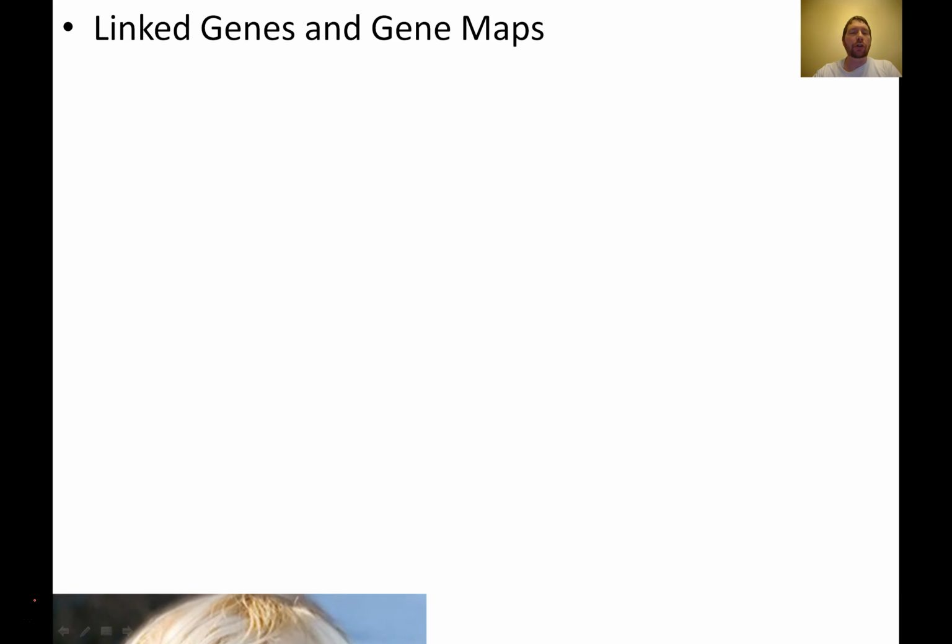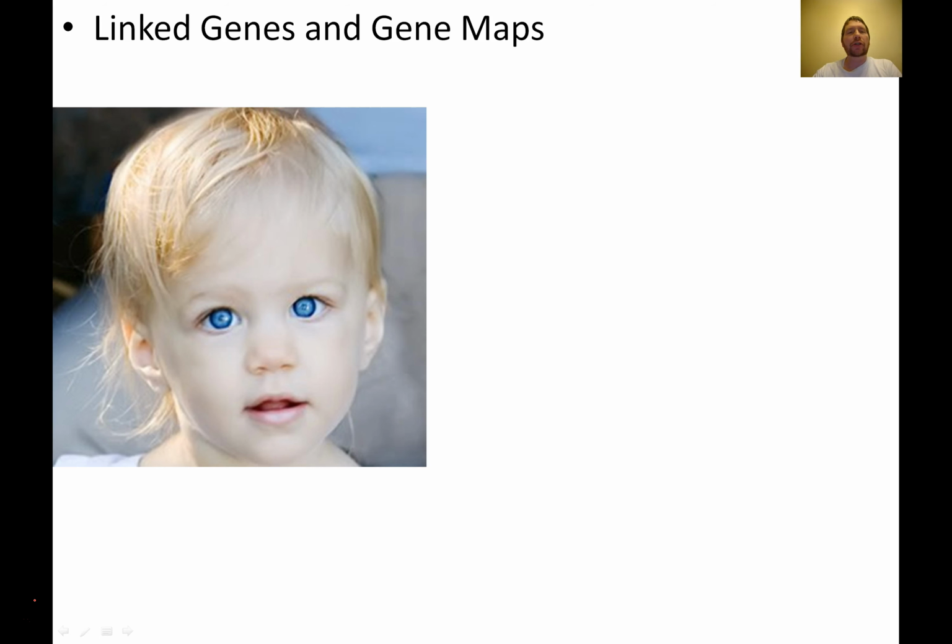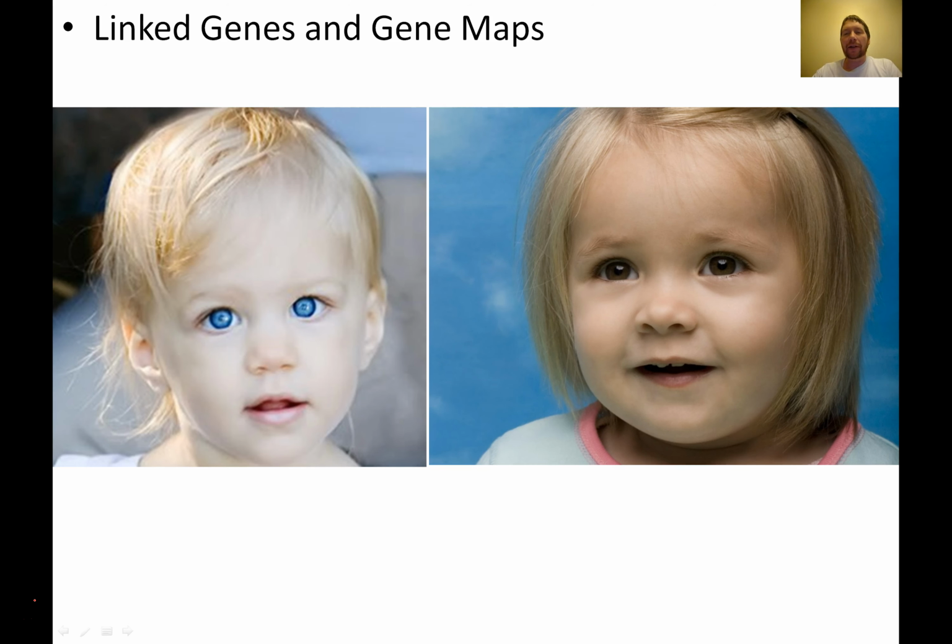Let me give you an example in humans. A classic example of linked genes in humans is blonde hair and blue eyes. This is very, very common. Usually when you see someone who has blonde hair, you expect them to have blue eyes. This is an example of a linked gene. The flip side of this is it's very rare to find someone who has blonde hair and brown eyes. This is something you don't see very often. These are not linked genes.